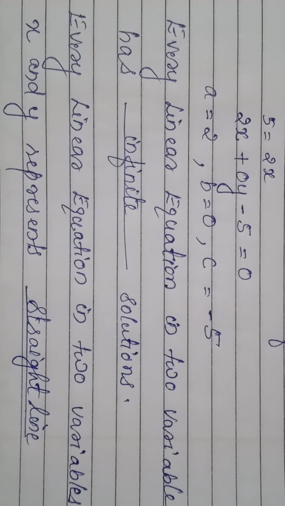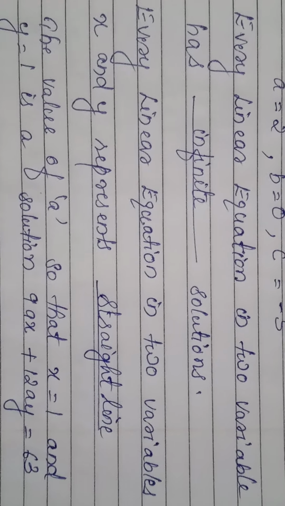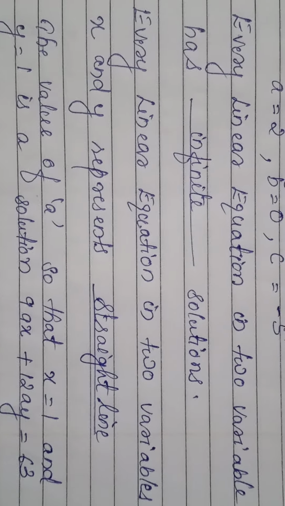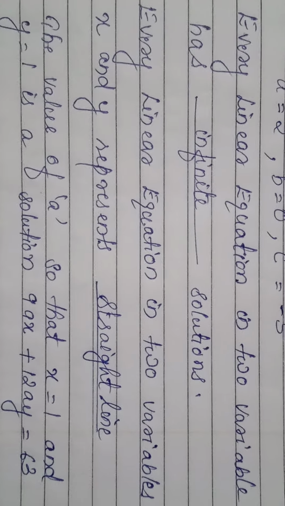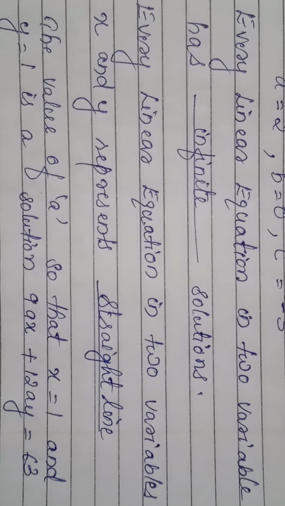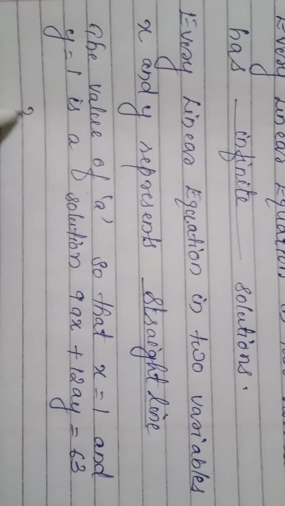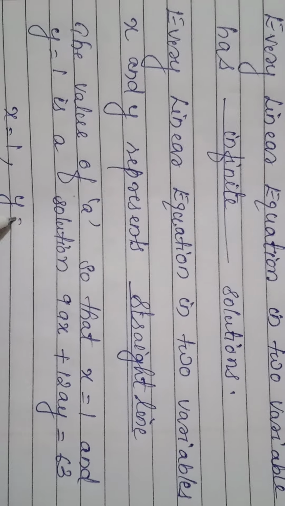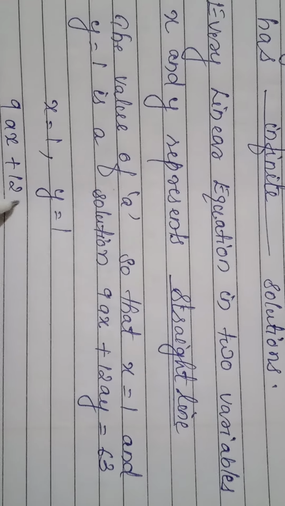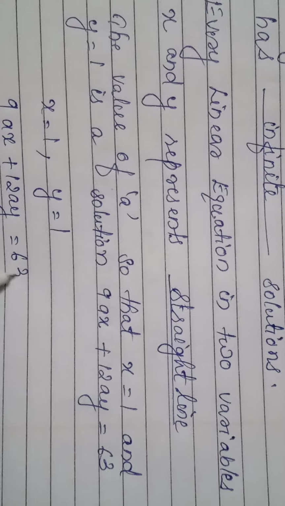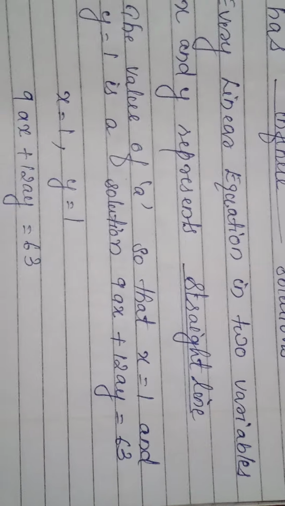Next, the question is, find the value of a so that x is equal to 1 and y is equal to 1 is a solution of the equation 9ax plus 12ay equals 63. We have to find the value of a. They are given over here, x is equal to 1 and y is equal to 1. The equation is 9ax plus 12ay equals 63.